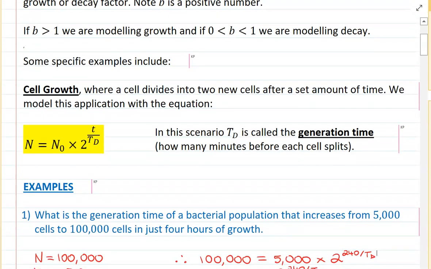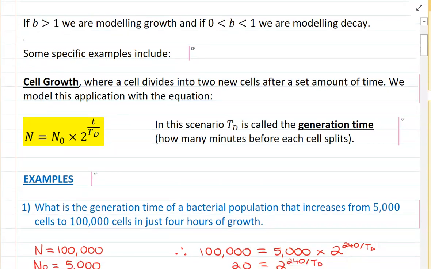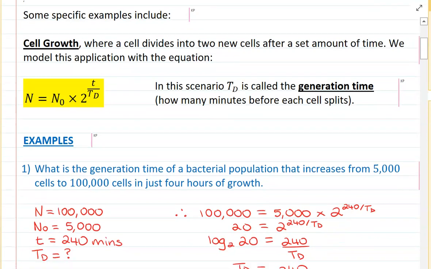Alright, so I've written in the values from the formula. Now, the next thing I'm going to do is divide both sides by 5,000, so I'm left with this step. Then I'm going to use the equivalence relationship to convert this into a log. So taking the equivalence relationship, we know that that's equivalent to log base 2 of 20 equals 240 over TD.